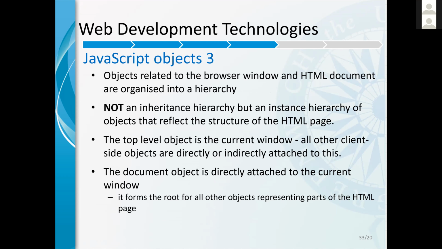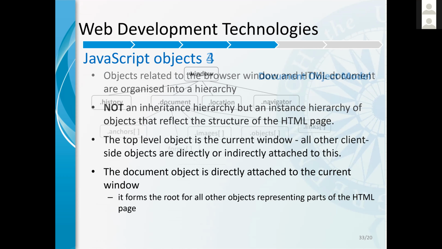Objects related to the browser window and HTML document are organized in a hierarchy. Not an inheritance hierarchy, but an instance hierarchy of objects that reflect that structure. The top level object is the current window or any other current objects, and then you have the directory. It forms the root of all other objects representing parts of the HTML.